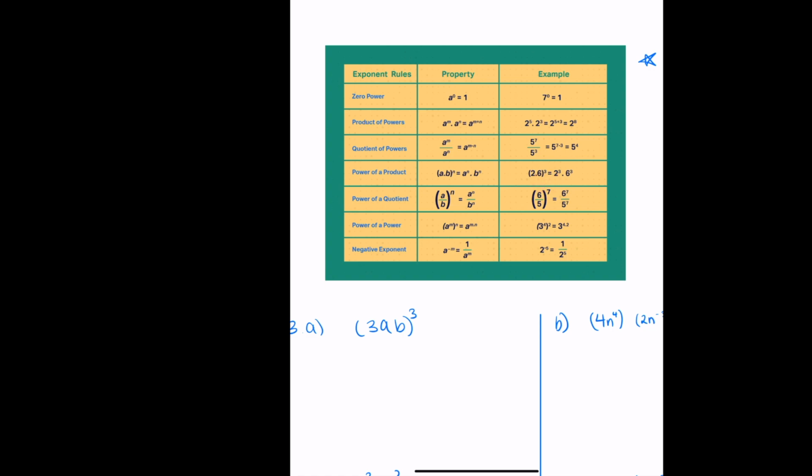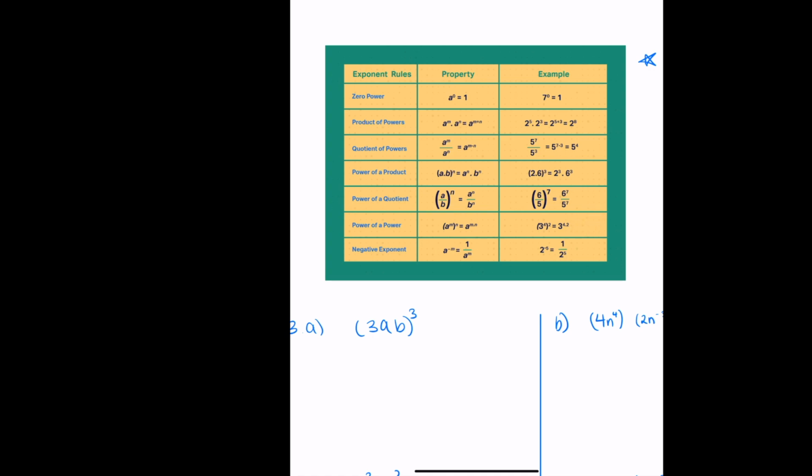And then for power of a quotient, when you have parentheses like this, same thing. It applies to the numerator and to the denominator. For power of a power, it essentially multiplies. So instead of adding, if you have 3 to the power of 4 and that whole thing to the power of 2, then that becomes 3 to the power of 4 multiplied by 2, which is equal to 3 to the power of 8.